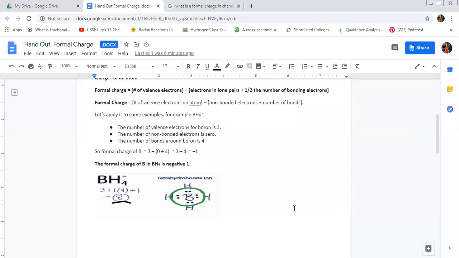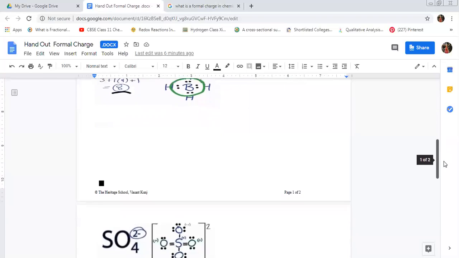Similarly, you can see B formal charge will be 3 minus 0 plus 4. So 3 minus 4 gives minus 1, which is the charge on BH4 minus, that is borotetrahydrate.